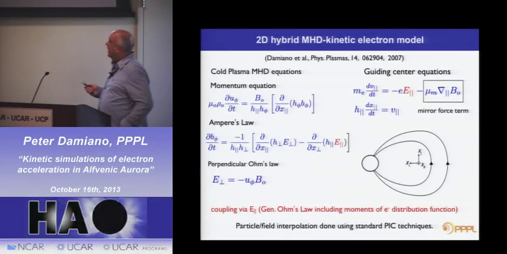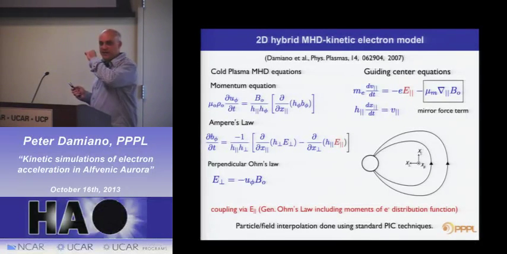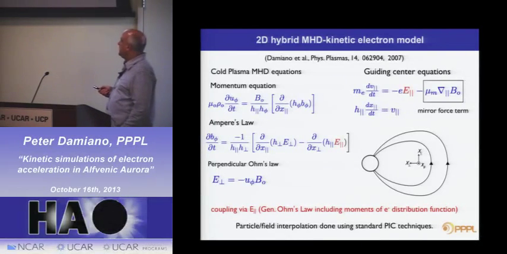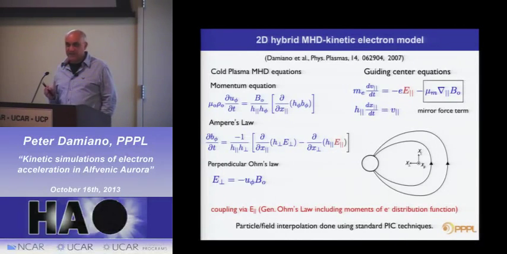Now, on top of that, we've imposed a system of guiding center electrons, which means we're not treating the electron gyro motion, just the guiding center of the electrons as they move along the field line in the parallel direction. This incorporates the magnetic mirror force, and the two systems are coupled via the parallel electric field. For the coupling, we use the generalized Ohm's law, which includes the moments of the electron distribution function. And the particle and field interpolation is done using standard particle-in-cell techniques.